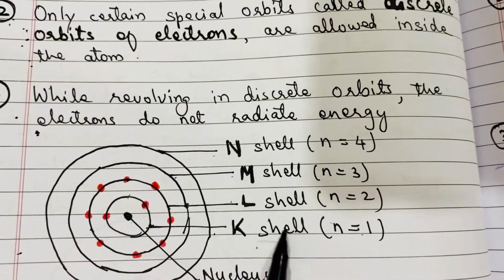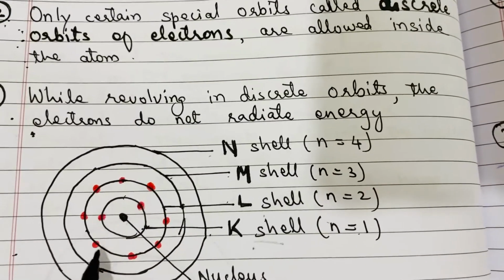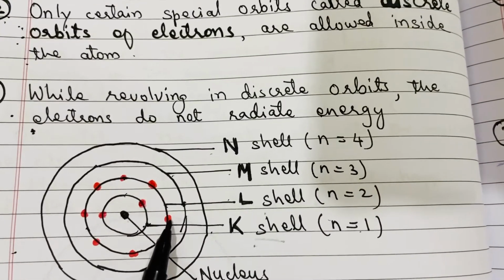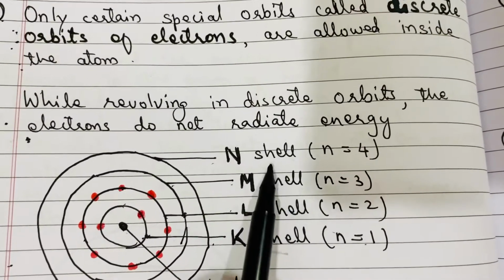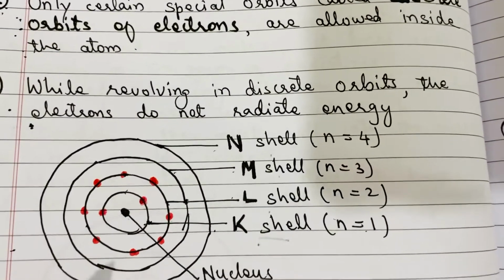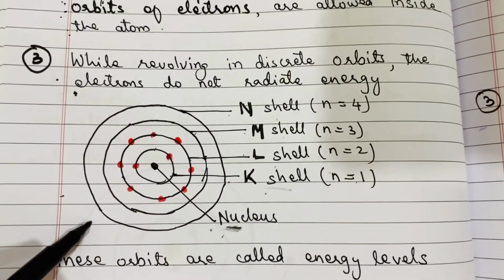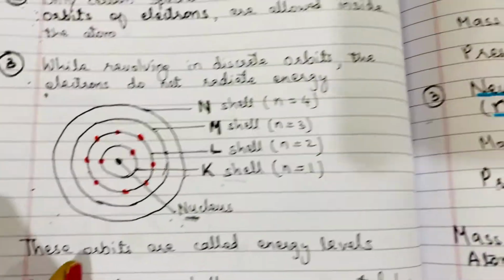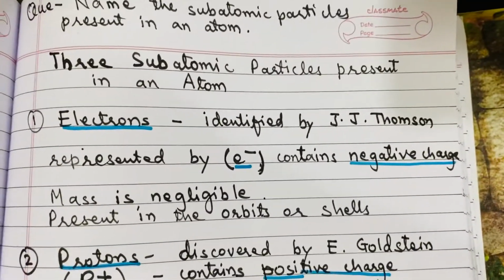Then the second shell is the L shell, right? In that also, a maximum of 8 electrons can be accommodated. Then the third shell is the M shell, and the next shell is the N shell. So in this way we come to know that the atom has many subatomic particles. So what are the different subatomic particles which are present inside the atom?